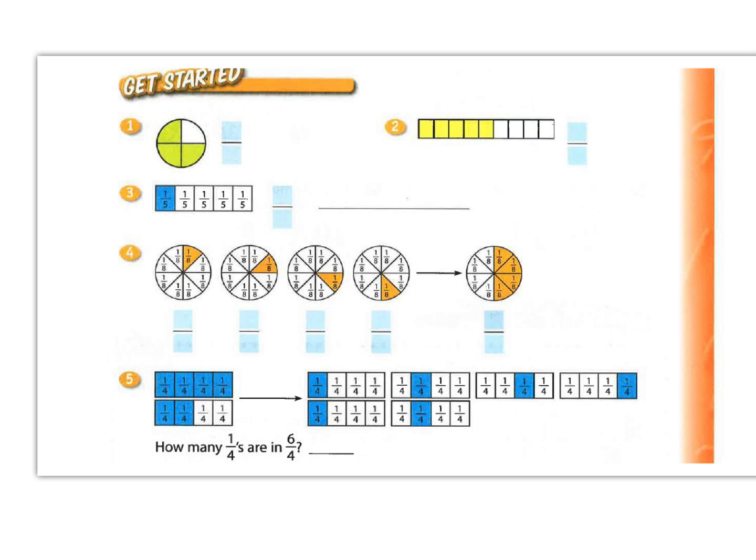So if we look here, we're going to do a little bit of review, getting started. Here we have 1, 2, 3 out of 1, 2, 3, 4 total, so 3/4. Here we have 1, 2, 3, 4, 5 out of 1, 2, 3, 4, 5, 6, 7, 8, 9, so that's 5/9. Here we have a unit fraction of 1/5 shaded in, so we would write 1/5.